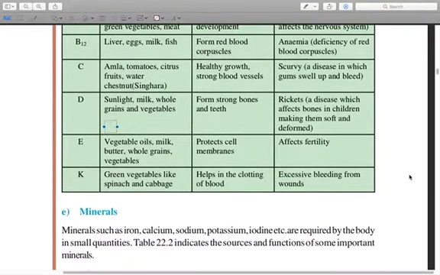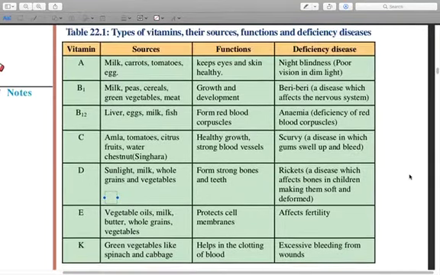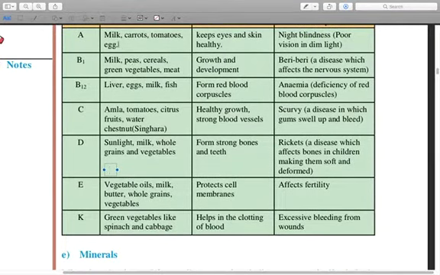Next one is vitamin E. Basically, we can get this from vegetable oils, milk, butter, whole grains, vegetables. You can see milk comes in vitamin A also, vitamin B1, vitamin D, vitamin E also. So it means that milk has a lot of benefits.